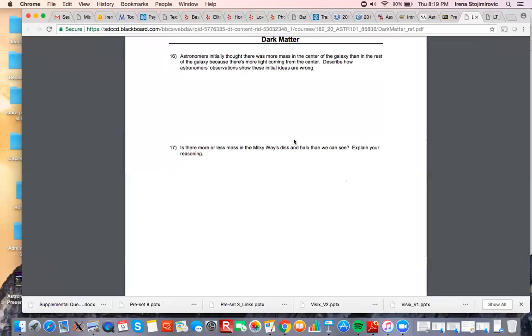But pretty much I said, let's see, is there more or less mass in the Milky Way's disk and halo than we can see? I would say that yes, because dark matter is perturbing gravitational influence. So way more mass. Why? Because we can see that those orbital speeds indicate that there is way more gravity in the galaxy.